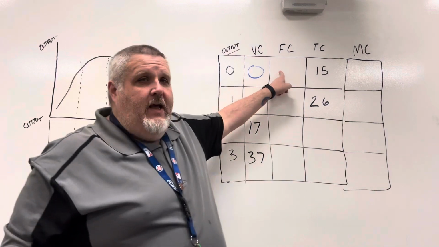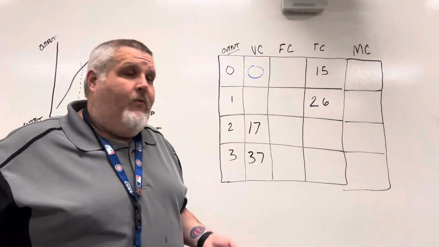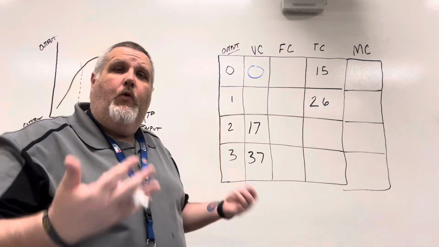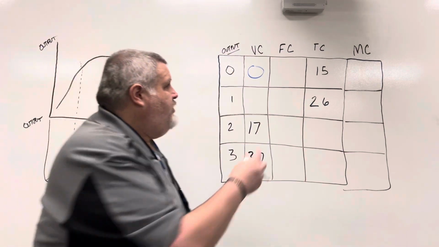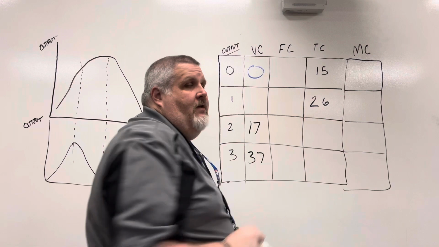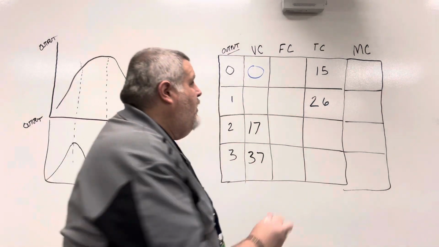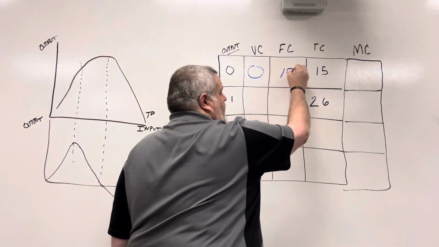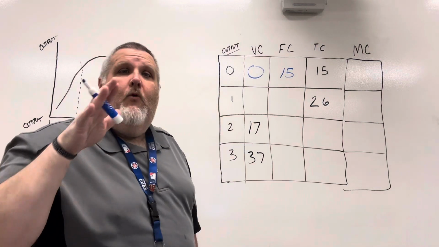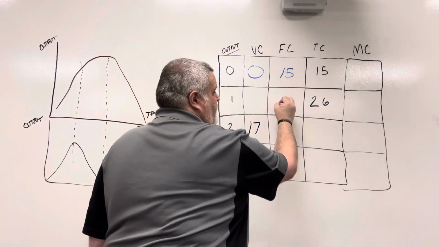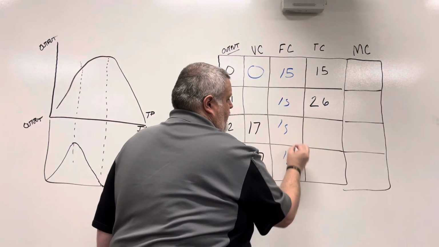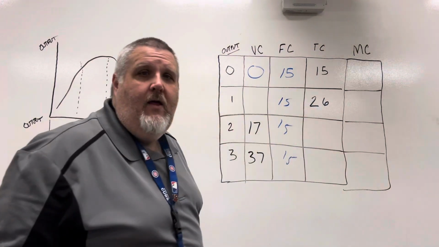Our fixed costs then are the things that we have to pay for regardless. We have no choice. Our rent, our electricity, things along those lines, our insurance maybe. And so we know our total cost is 15. We know our variable cost is 0. Therefore, we know our fixed costs are 15. Now, here's the big thing about that. With our fixed costs, remember, they're going to be the same regardless. So 15, 15, 15, all the way through, okay?